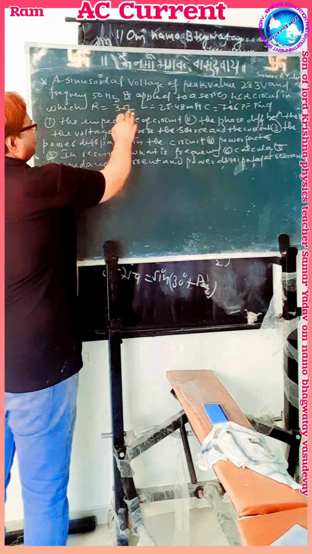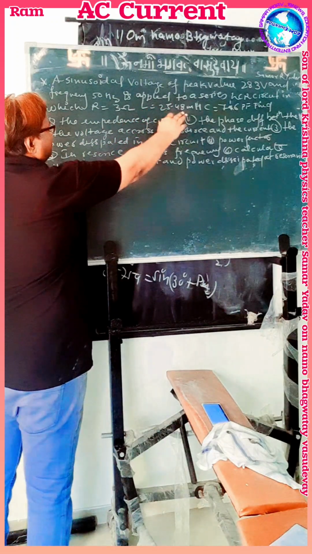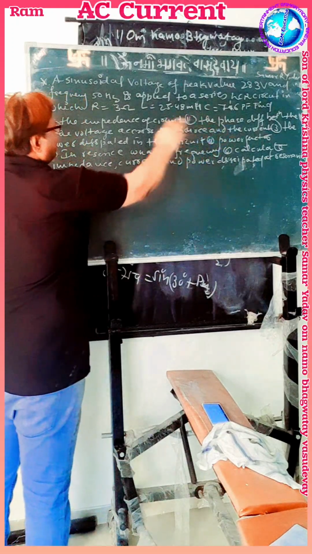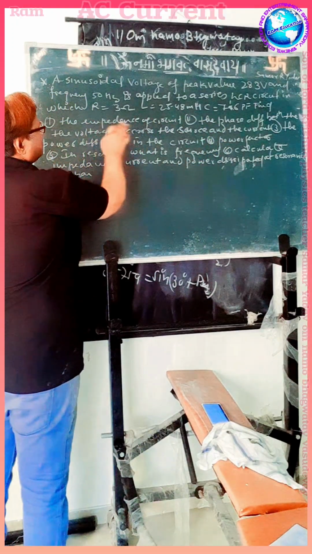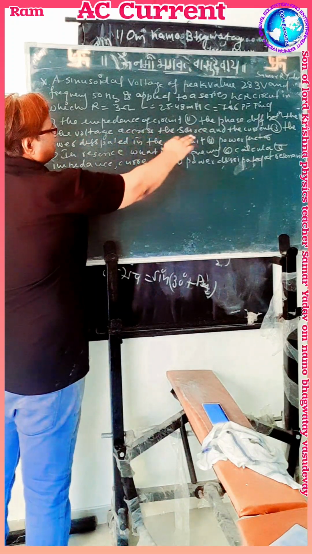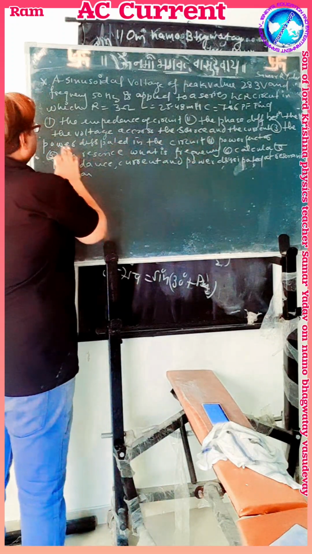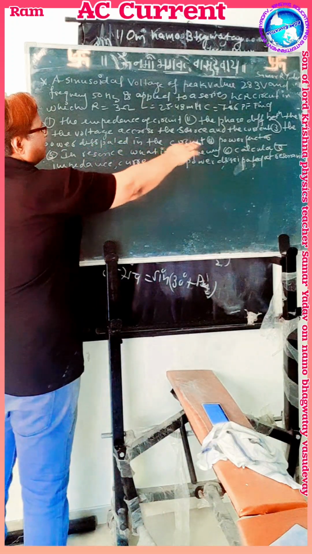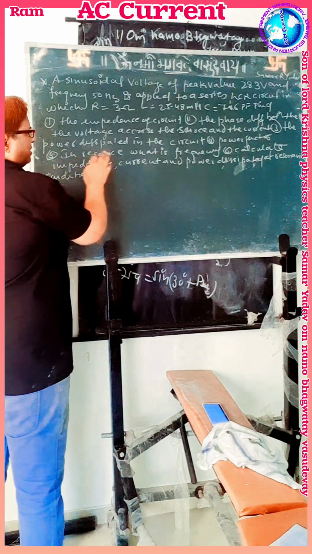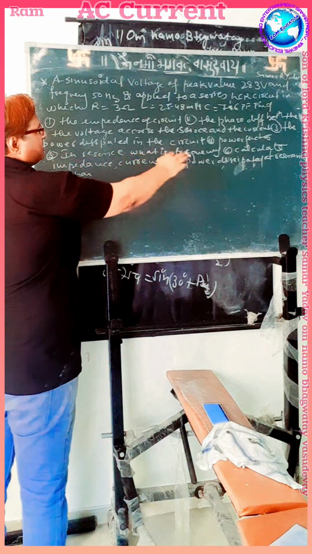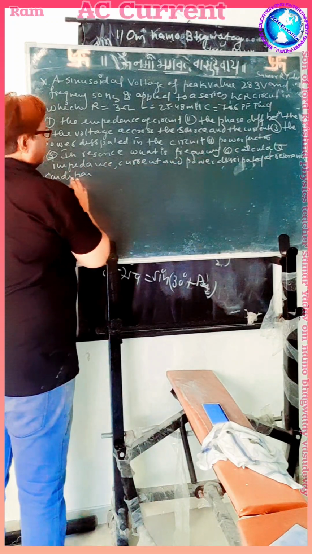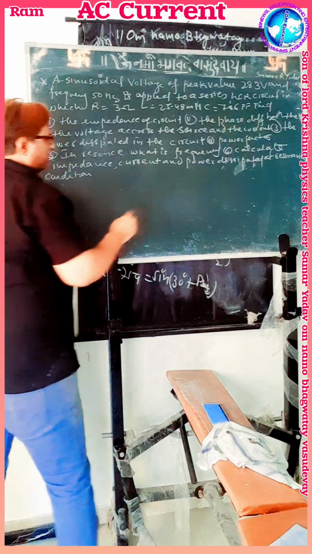which R is equal to 3 ohm, L is equal to 25.48 mH and C is equal to 7.96 picofarad. Find the impedance of the circuit, second the phase difference of the voltage across the source and current, third the power dissipated in the circuit, and last the power factor. And here in resonance, when the resonance occurs, what is the frequency, and calculate the impedance, current and power dissipated at resonance condition.